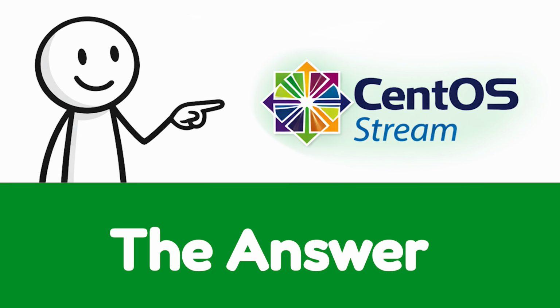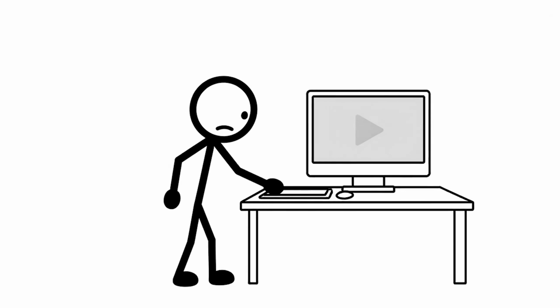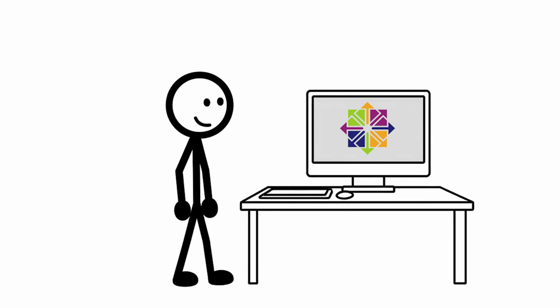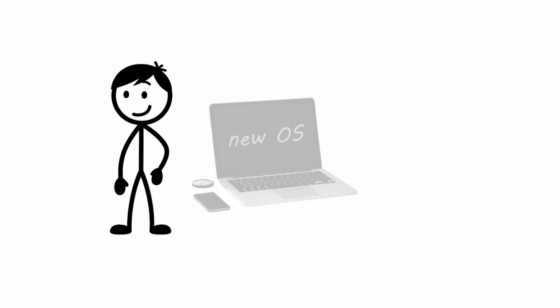Now, in the previous video, we decided on the Linux distro we'll be using in this series, CentOS Stream. But before we install it, we need to prepare our environment. However, there's a problem. When you install a new operating system on your computer, it usually replaces the existing one, meaning you could lose your files, applications, everything. And I'm sure that's something you want to avoid.